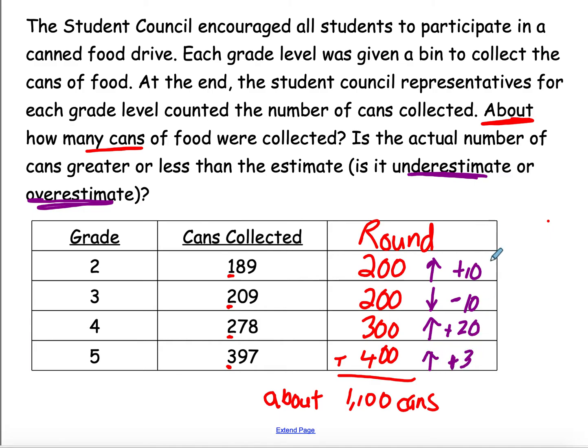So now I notice that I rounded up much more, right? Because it was up 10, up 20, and up 3, and it was only down 10. So my estimate is an overestimate, because I rounded up much more than I rounded down. That means that the actual number of cans is less than this estimate.